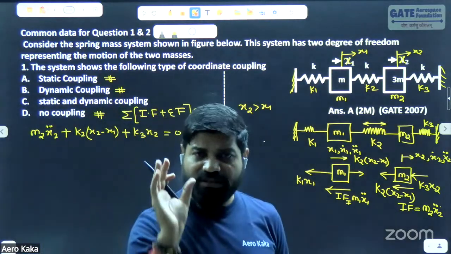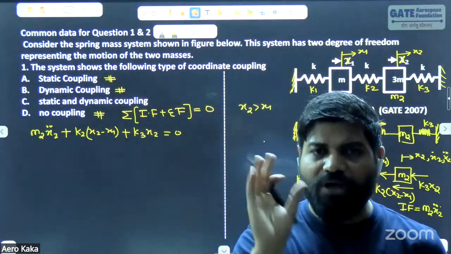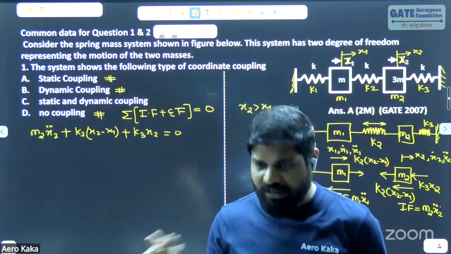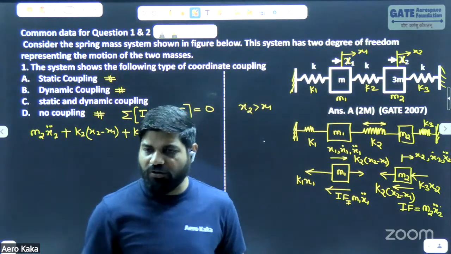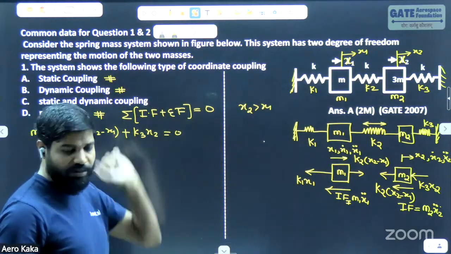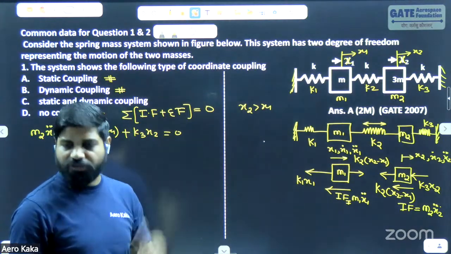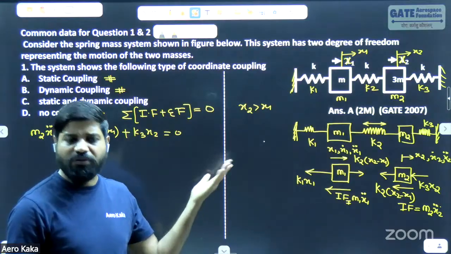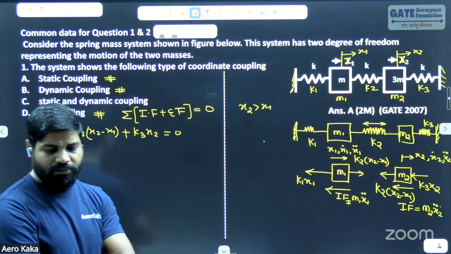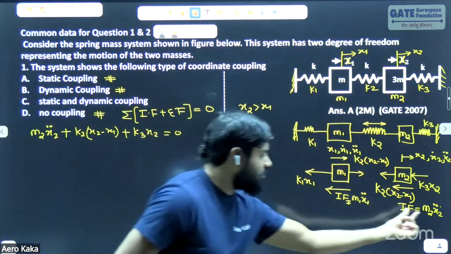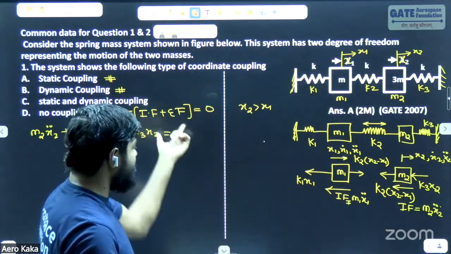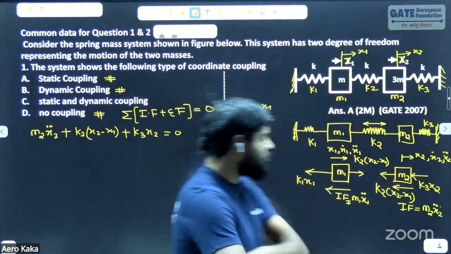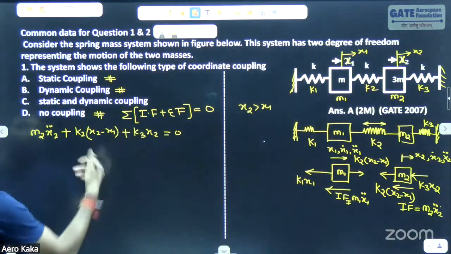Whether it's a two degree of freedom or multi-degree of freedom system, or a case of damped or undamped vibration of a single degree of freedom, I'm going to use the same approach while writing the equation of motion, or differential equation of motion, for the masses. So what is the inertia force? m2 x2 double dot. What is the external force? K3 x2 and K2 into (x2 minus x1).